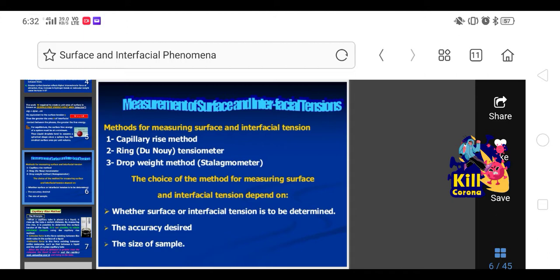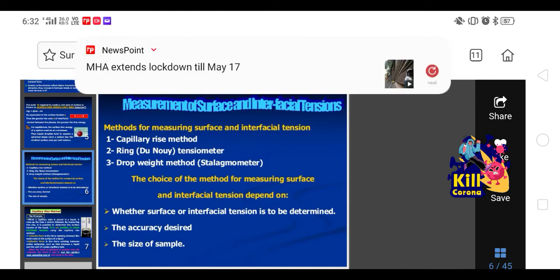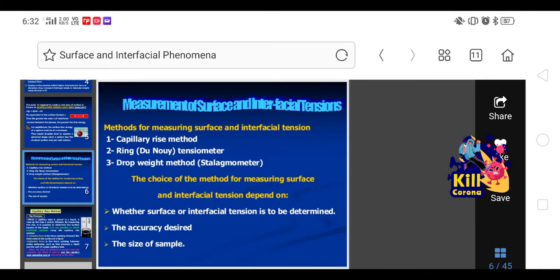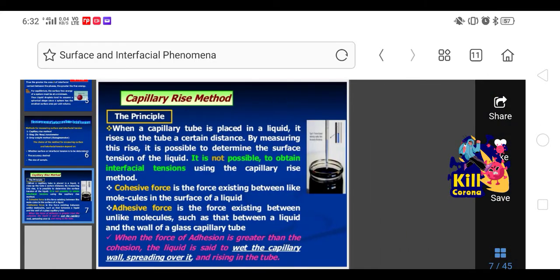Now the main part is the measurement of surface and interfacial tension. The methods of measuring surface and interfacial tension are the capillary rise method, ring tensiometer, and drop weight method. The choice of the method for measuring surface and interfacial tension depends upon the size of the sample, whether surface or interfacial tension is required, or the accuracy required, okay? Depending on these factors, we are going to select the method. Now first, capillary rise.